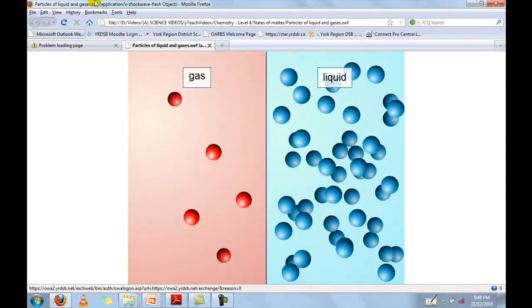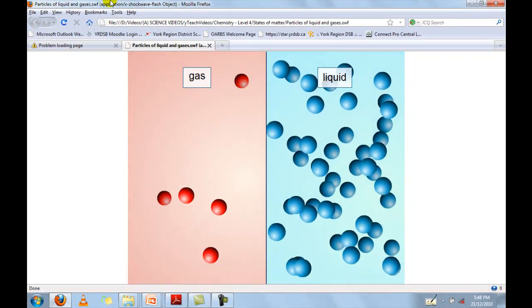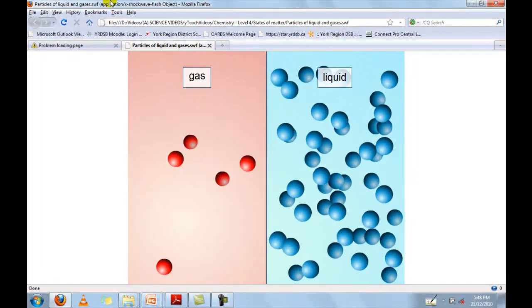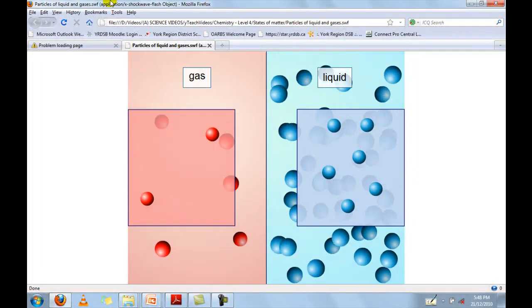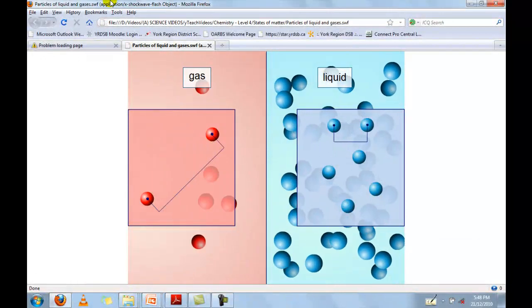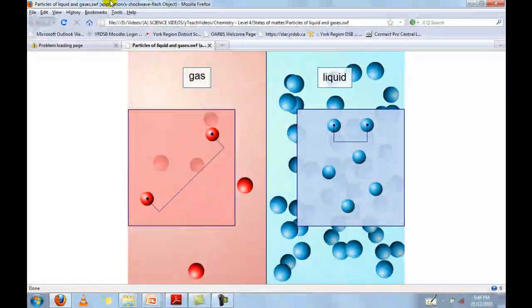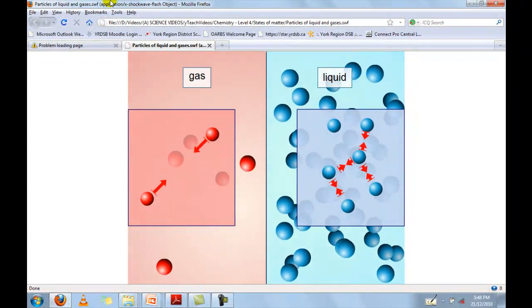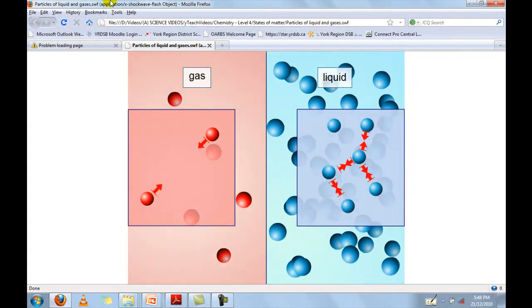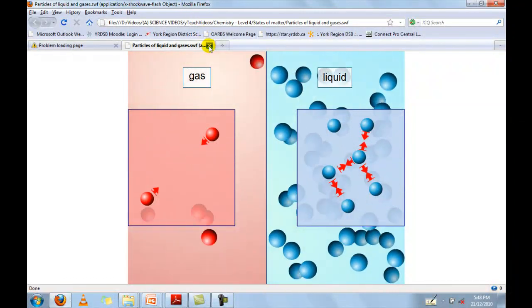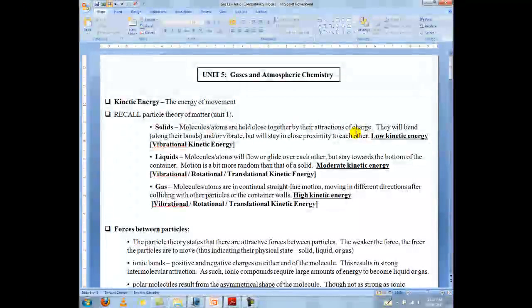Both liquid particles and gas particles are in constant motion. However, the speed and average free path of gas particles are far greater than those of particles in a liquid. This is chiefly due to the far stronger forces of attraction between liquid particles in comparison with gas particles. And so we use the particle theory to help explain why.